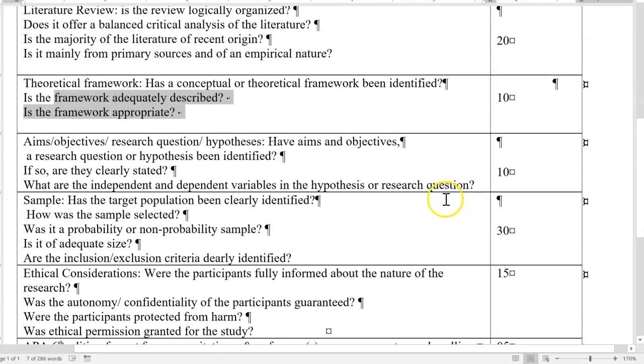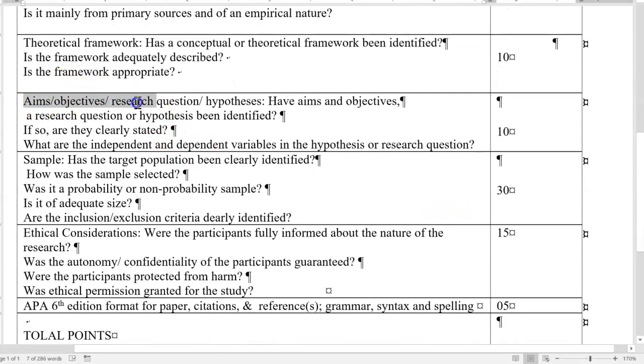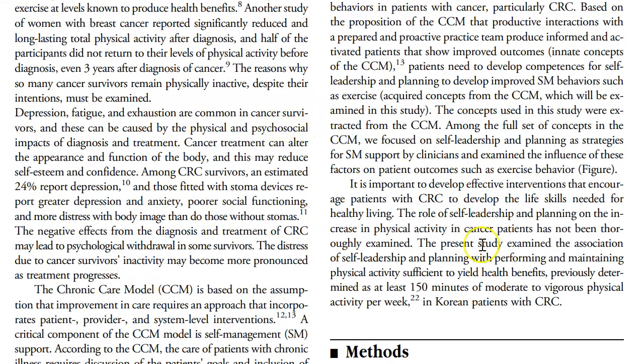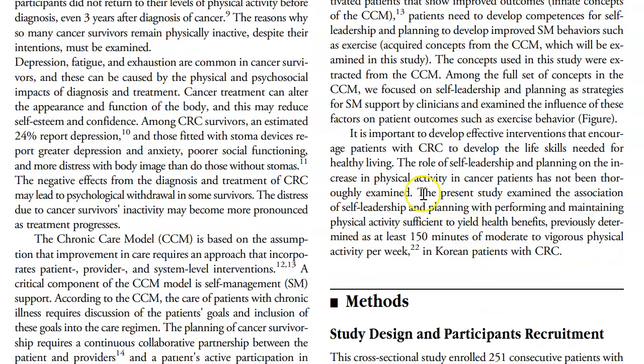All right. Next, we have the aims, objectives, or research question and hypotheses. Have aims and objectives or research question or hypothesis been identified? Okay, a question is asking a question: what is blah, blah, blah. A hypothesis is stated in the form of a declarative: we think this is the relationship. So in this case, in the introduction, what I saw was a question right here. It examined the association. So the question is, what is the association of self-leadership and blah, blah, blah.